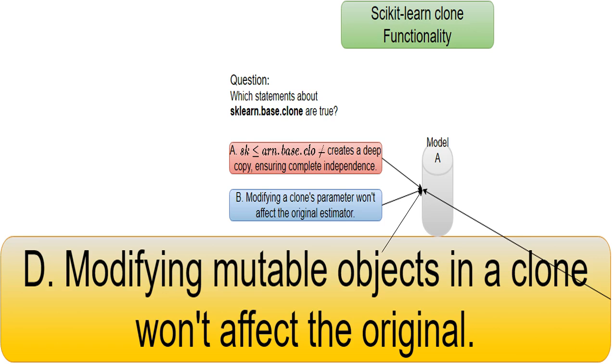Think of it like this. If you have two identical boxes of Legos, your model and its clone, and you remove a piece from one box, the other box will remain unaffected only if you have completely separate sets. If both boxes share some bricks, taking one from one will also reduce the other.